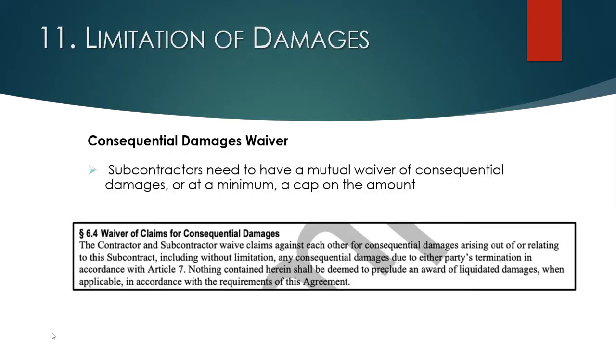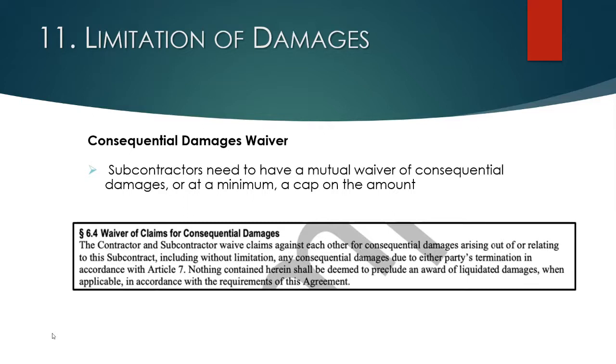So here's an example of a consequential damages waiver, straight out of the standard AIA form subcontract. For all the reasons we talked about, you need to make every effort to make sure that a waiver like this is included in your subcontract. And if you can't get a waiver, at a minimum, you want to try to negotiate some kind of cap on the exposure for consequential damages, so you don't get a runaway exposure that could really swamp your company.